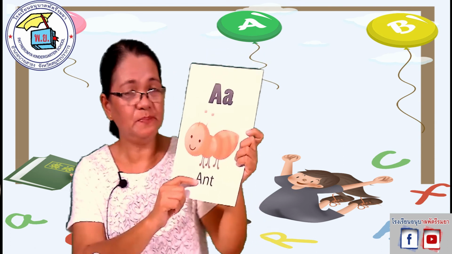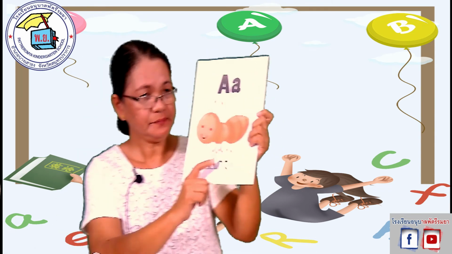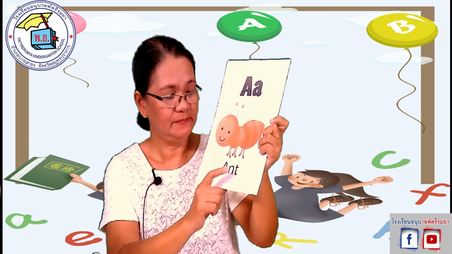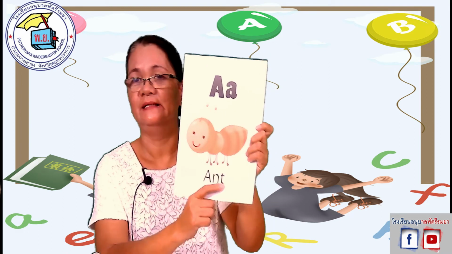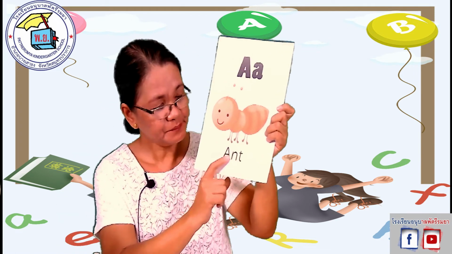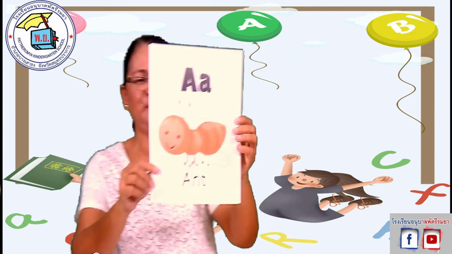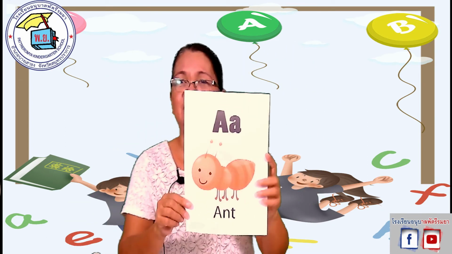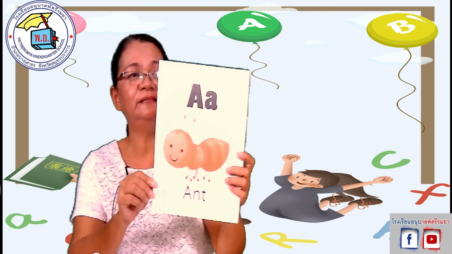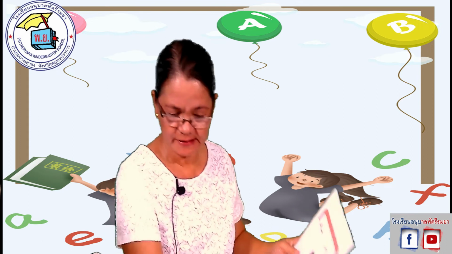Can you spell the word ant? A, N, T. Again, can you spell the word again? Okay, very good. It's so easy. The word ant begins with letter A. So these are the words again.